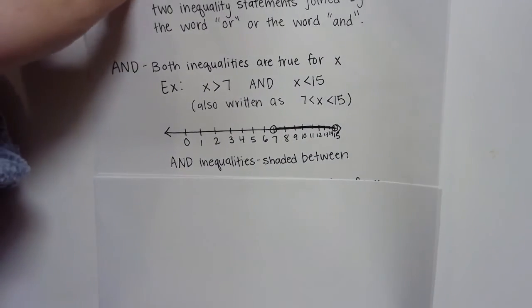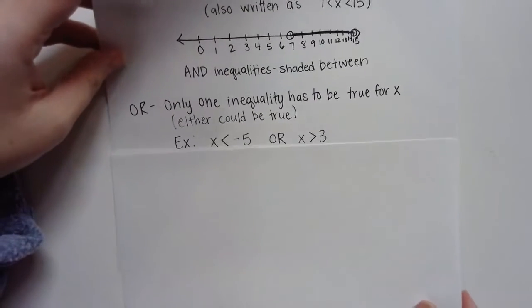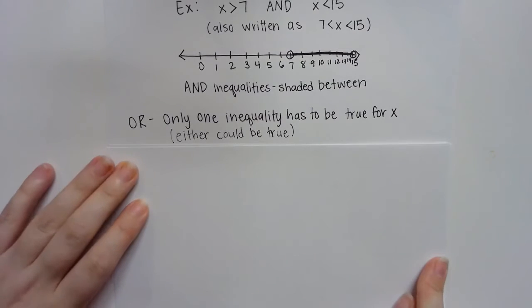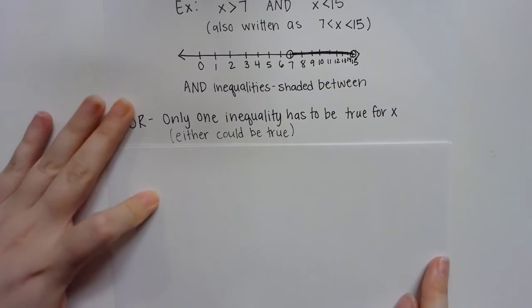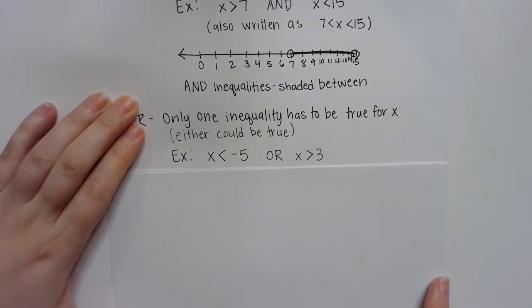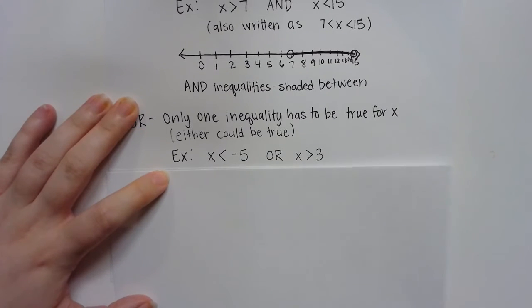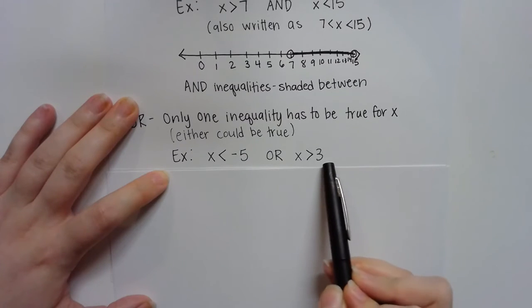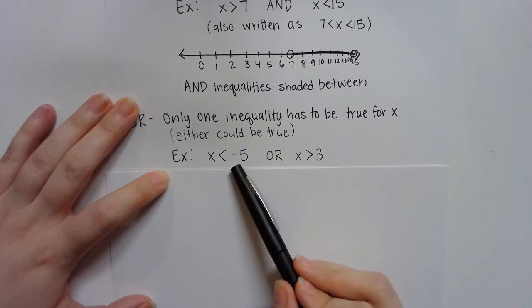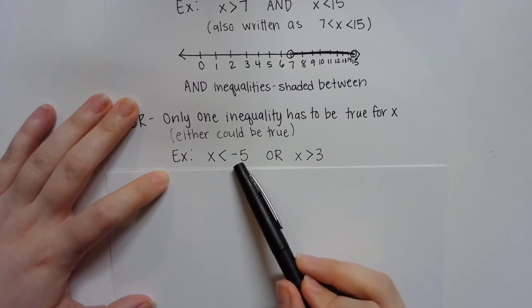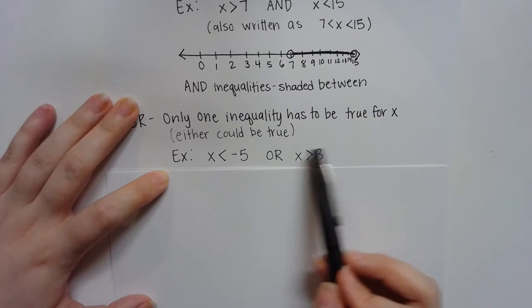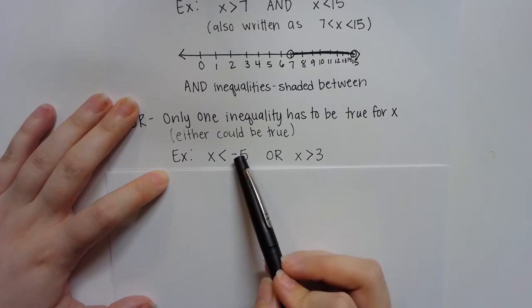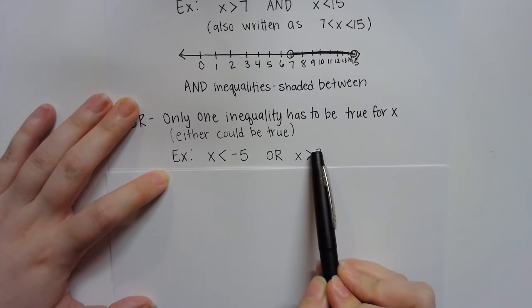The other type of compound inequalities would be an or inequality. So in an or inequality, only one of the inequalities has to be true for x. Either one of them could be true. So an example of an or inequality would be like x is less than -5 or x is greater than 3. So there's no number that can be less than -5 and greater than 3. It would have to be or because numbers that are less than -5 cannot be greater than 3.